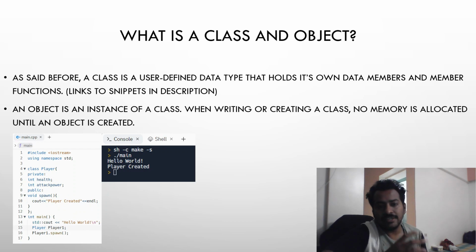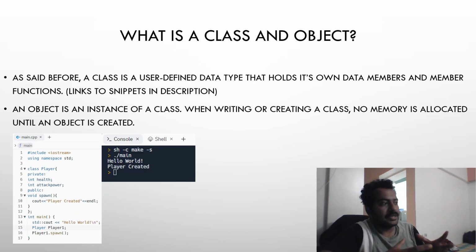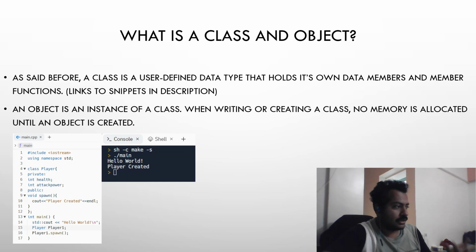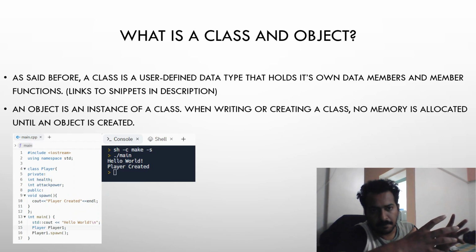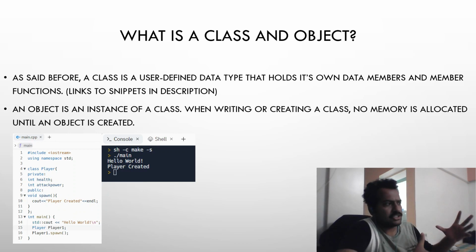A class is a user-defined data type that acts as a blueprint of an object. Again, I know this sounds really confusing right now, but a class is a collection of data types. Okay, let's just keep it at that.